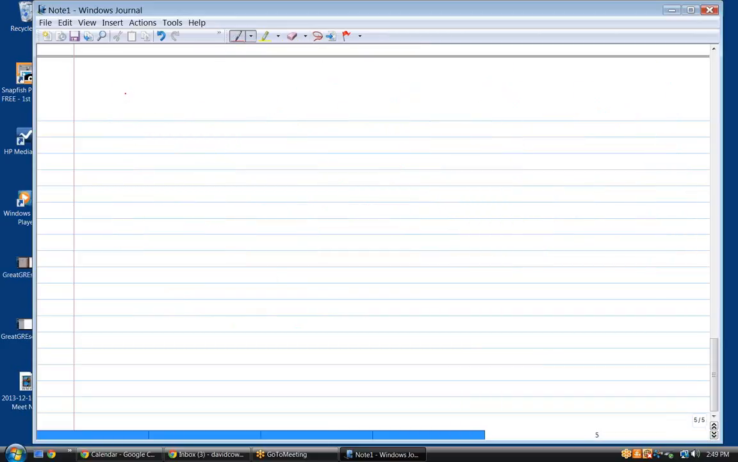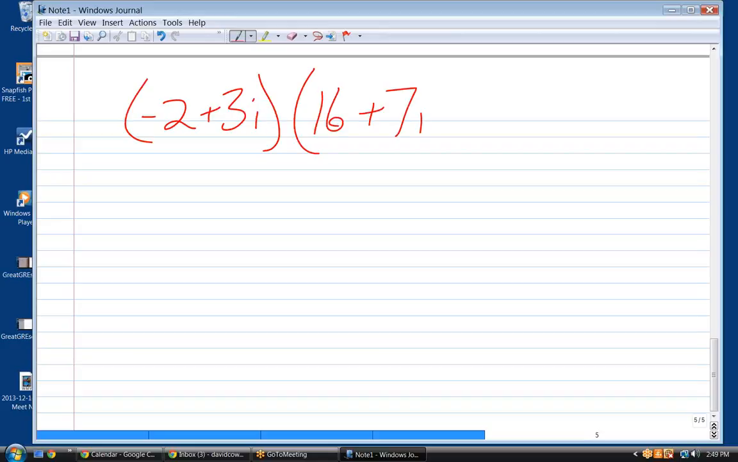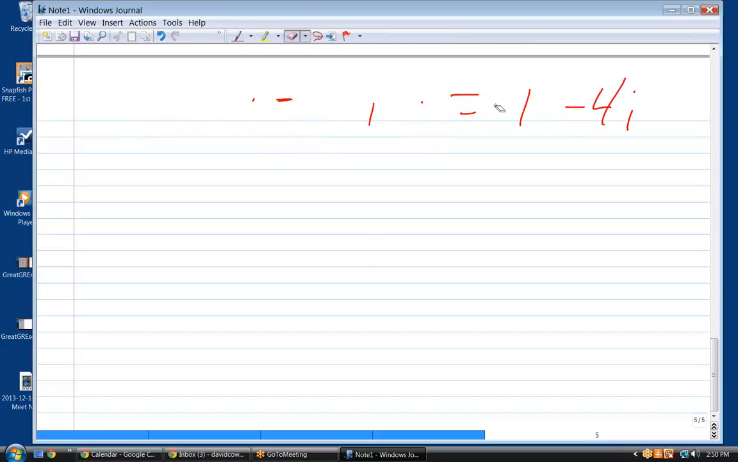Then negative 2 plus 3i minus the quantity 16 plus 7i, which would be negative 18. Oh, is this addition or subtraction? It's subtraction. Okay, I thought it was multiplication. Yeah, negative 18 minus 4i. That's it.